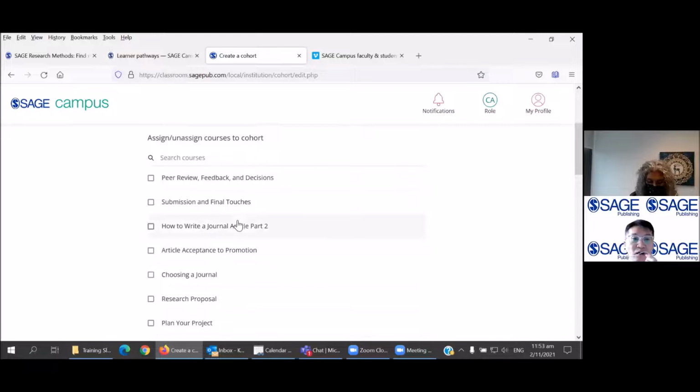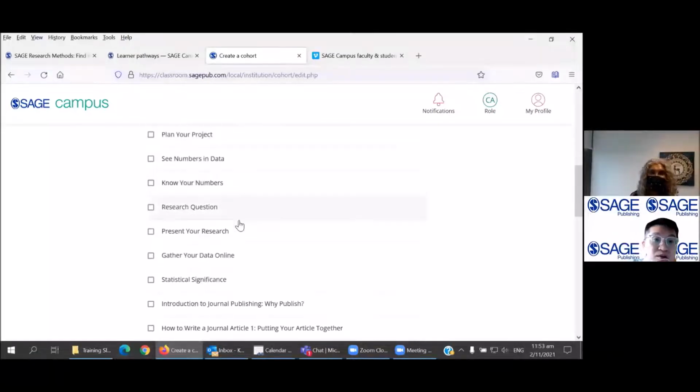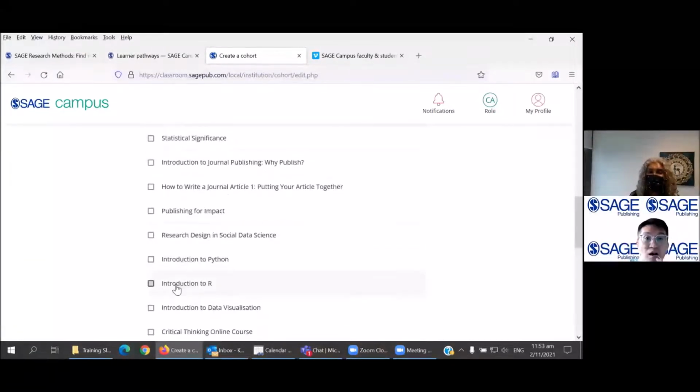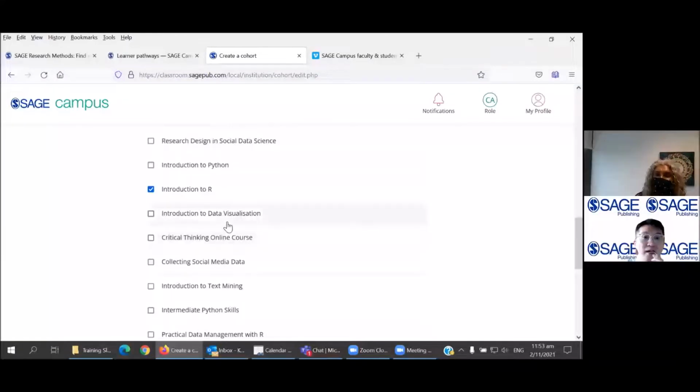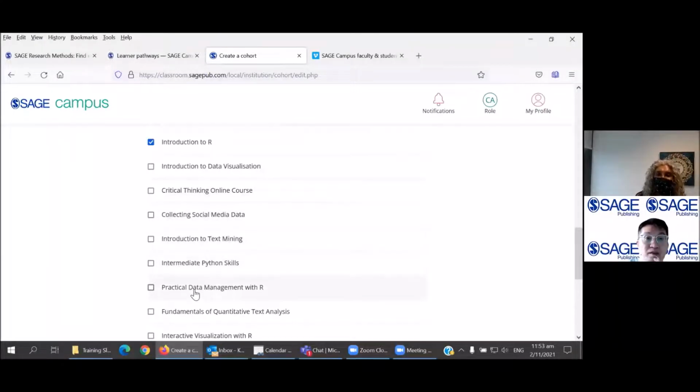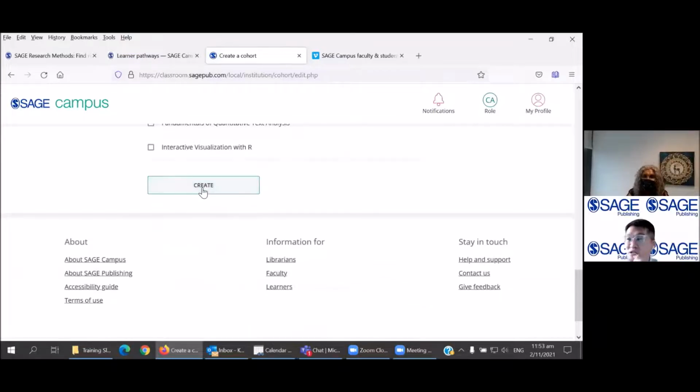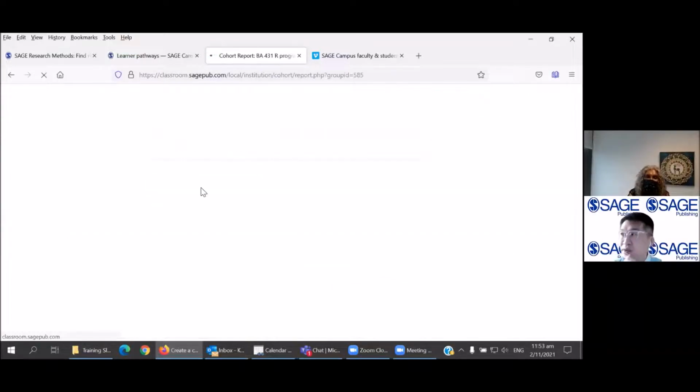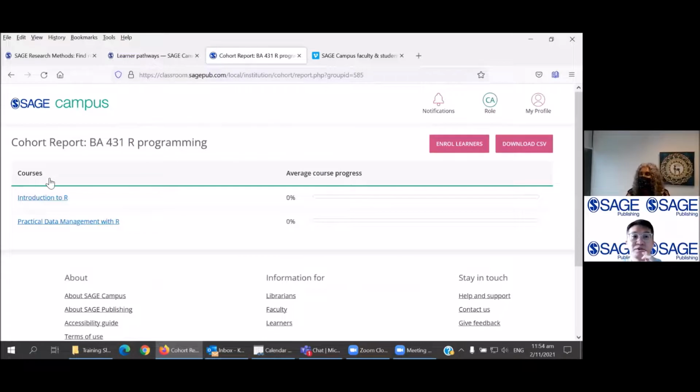And in the course, I would like to assign, say, introductions to R, and also there will be a practical data management with R. That is the intermediate course. I would like to assign this course to my students. So what I can do is I just select the 2 courses, and then I just click create. Simple as that. So once I have created this course, I will be able to enroll my learners.